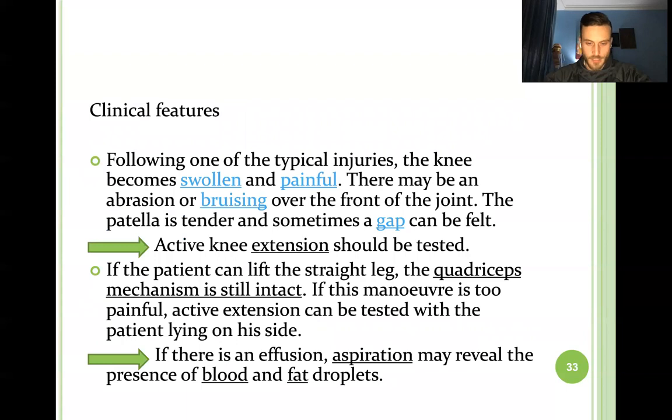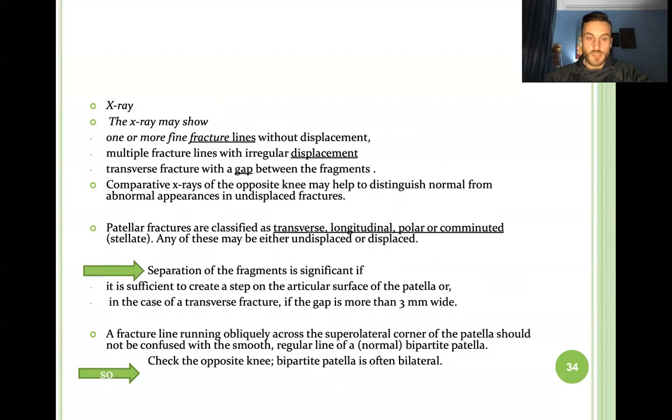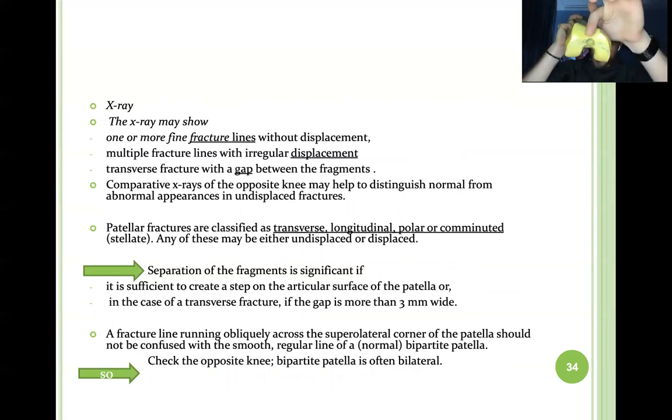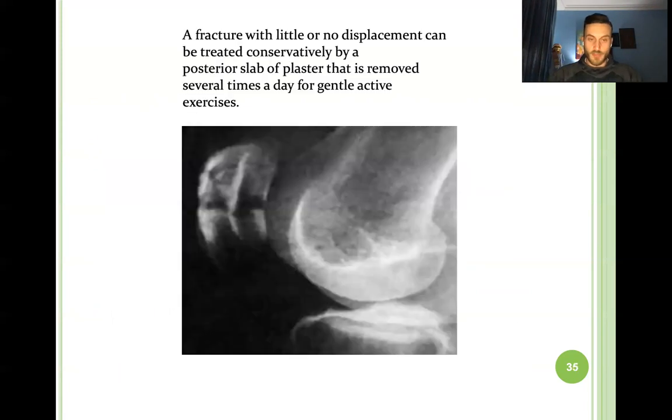On X-ray, you will see the fracture line, the displacement, and the gap. You should look for other injuries in the knee, in the distal femur, or in the upper tibia and fibula. It's very important. Request two views, AP and lateral. And we have a specific view called the skyline. We take an X-ray from the upper part with the knee flexed at 40 degrees. You look at the X-ray, you can see the groove and the patella over it. So it's important to assess the patellar articular surface.